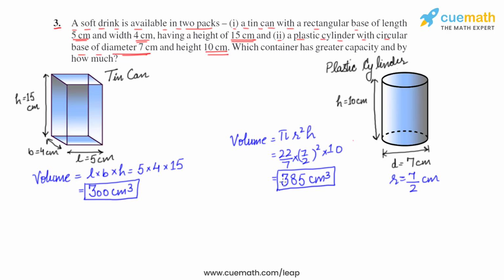As you can see, the volume of plastic cylinder is greater than the volume of tin can, and by how much? So 385 minus 300 is equal to 85 cubic centimeters. It means volume of plastic cylinder is greater than the volume of tin can by 85 cubic centimeters.